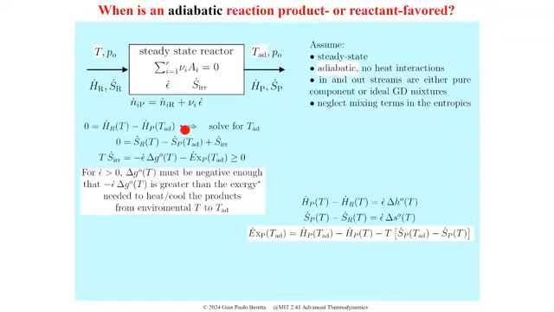Of course, you have to write an energy balance. And the energy balance this time will be simply that the net of the enthalpy coming in with this bulk flow must be equal to the enthalpy going out with this outlet bulk flow. So this gives you one relation that allows you to solve for the adiabatic product temperature. And once you solve for that, you go into the entropy balance, and that allows you to compute this difference.